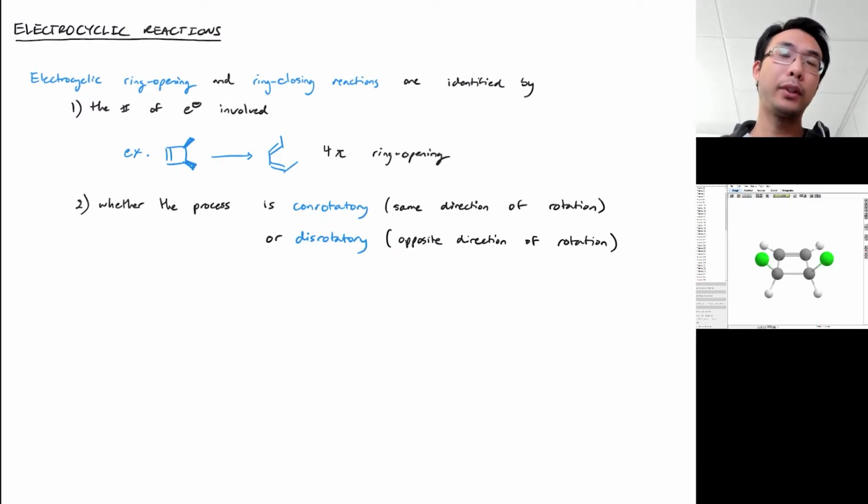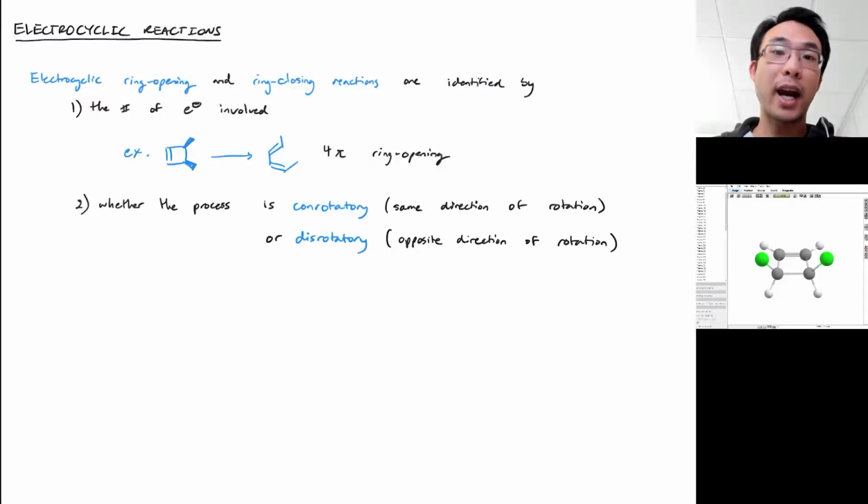In this video, we will learn about electrocyclic reactions. Electrocyclic reactions are a subclass of pericyclic reactions in which overall we lose a pi bond and gain a sigma bond if it's a ring closing reaction, and in the opposite direction, if you're doing a ring opening reaction, you're going to be losing a pi bond and gaining a sigma bond.